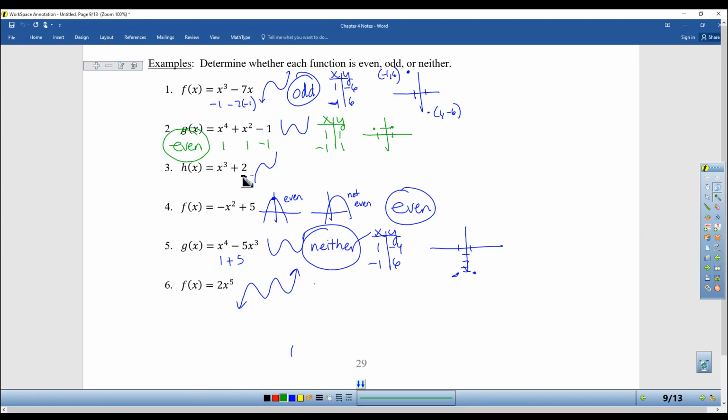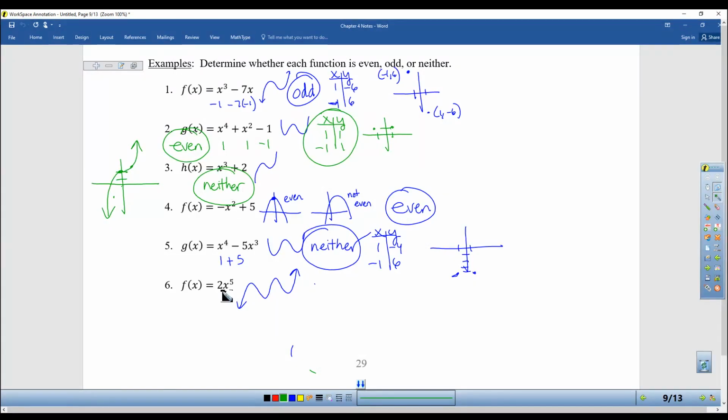x cubed plus 2. So if I think about it graphically, it's an x cubed graph that's been moved up 2. Is there any chance that that's odd? You know it's not even based on the graph, but could it be odd? And the answer right away, without even doing this little table thing, is no, because it doesn't go through the origin. And I can just see that this point doesn't translate to that point down there. So there's 2 ways to know that. So this one is neither.